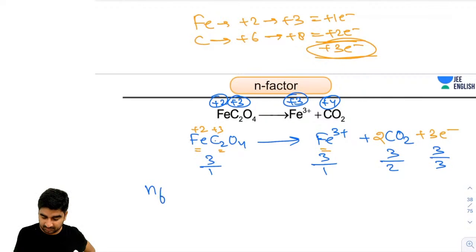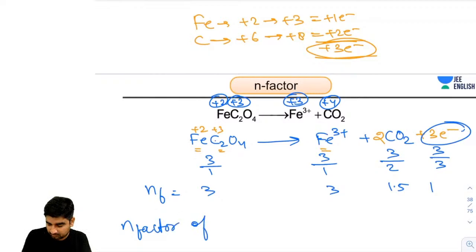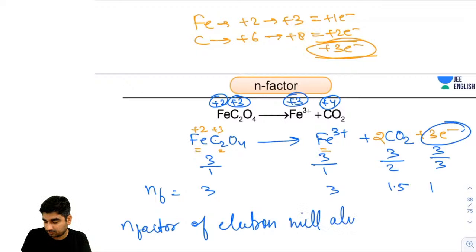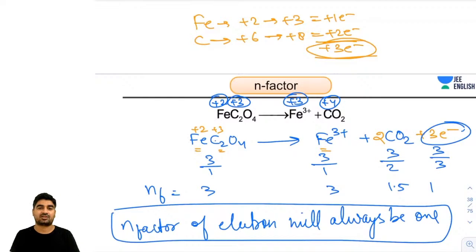So n factor of electron will always be 1. Note it down. N factor of electron will always be 1. Any doubt, guys? No doubt.